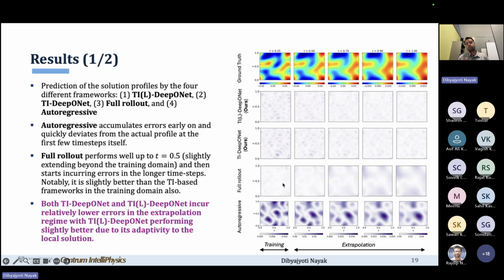The performance sort of translates to some of the time steps beyond the training domain, but for a longer time horizon, you can see that the TI-DeepONet frameworks sort of edge ahead, because they're able to mitigate the error accumulation which happens when you're simulating for a long time horizon. And again, within the two TI-based frameworks, TIL does slightly better, although I'm not sure if the difference is observed here, but we can see the relative error plots where you can clearly see the difference. And again, the TI-DeepONet does the best job out of all.